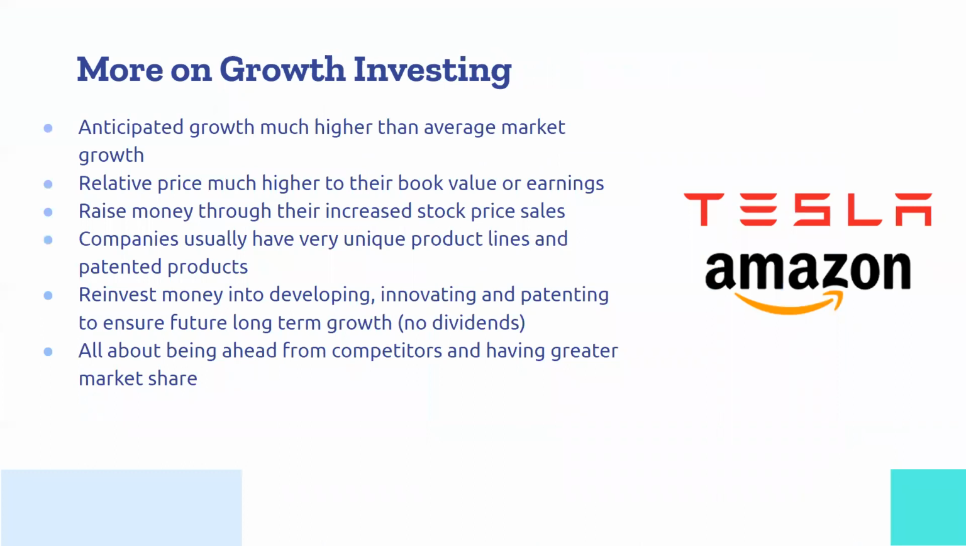So a bit more on growth investing. Growth investing focuses on growth stocks, and these are ones that will, as we said, have expected growth much higher than the average market. Their relative price is also much higher than their book value or earnings, so their PE ratios are generally going to be really high. These companies also generally don't pay out dividends. Tesla doesn't pay out dividends because they want to reinvest all of the extra cash that they have into developing new and better products.